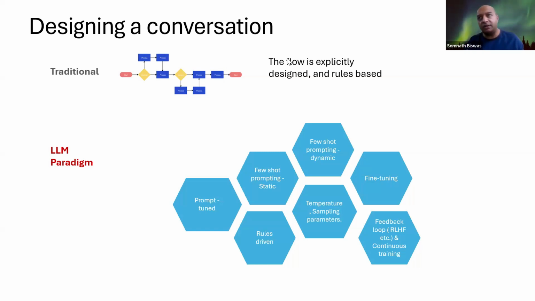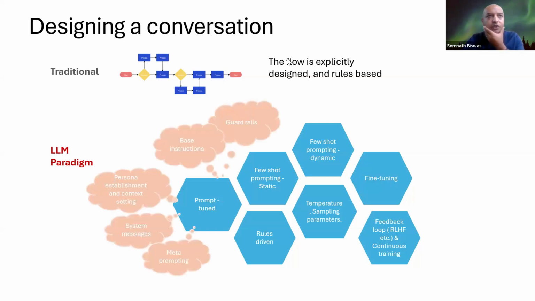You could have the entire thing rules-driven as well, which is very similar to the traditional setup. There's not much ambiguity to it. And obviously, you are influencing the design through feedback, in terms of continuous training and things like RLHF, reinforcement learning with human feedback, where there's a feedback loop in which you're continuously improving the design. So there are multiple factors here, especially when it comes down to the prompt, which is, I think, the primary part of it.